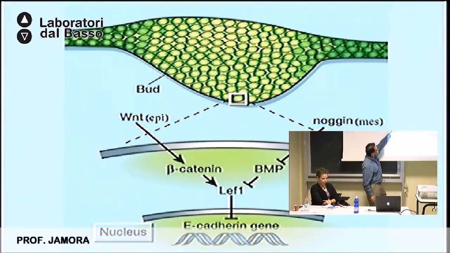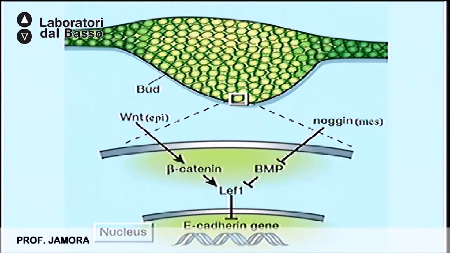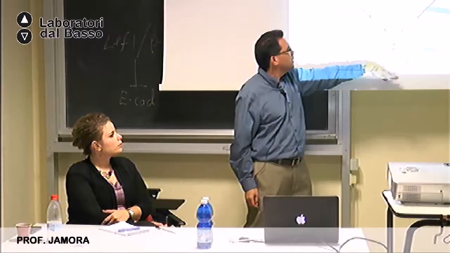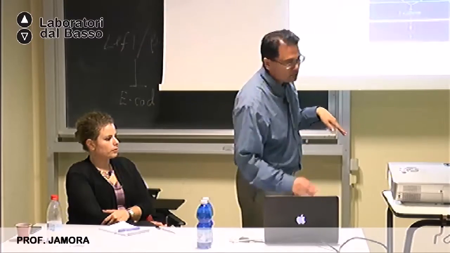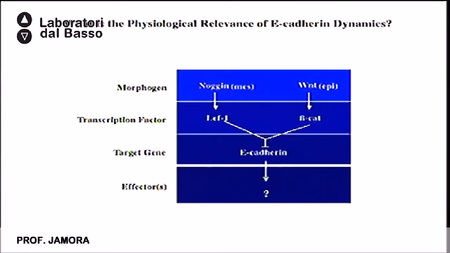So in order to form this hair bud, you get WNT that is produced from the epithelial cells, and noggin from mesenchymal cells. And that's quite interesting, right? You're getting one signal from one type of cell and another signal from another type of cell, and they work together to form this beta-catenin Lef1 complex. This translocates into the nucleus where you can repress E-cadherin. Okay. So essentially, we have the morphogen, the transcription factor, a target gene. And now the question is, well, what is the effect of downregulating E-cadherin?